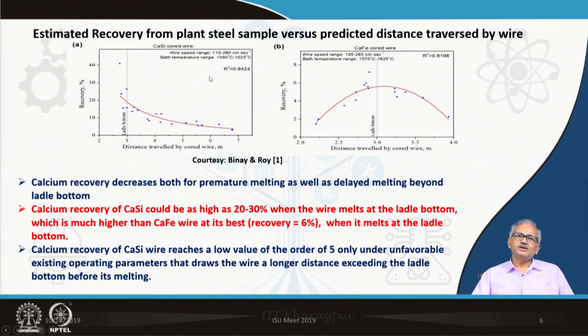A similar thing you can find in the CaFe also. CaFe inherently has very low recovery, but again if you have premature melting or delayed melting, in both cases recovery goes down further.